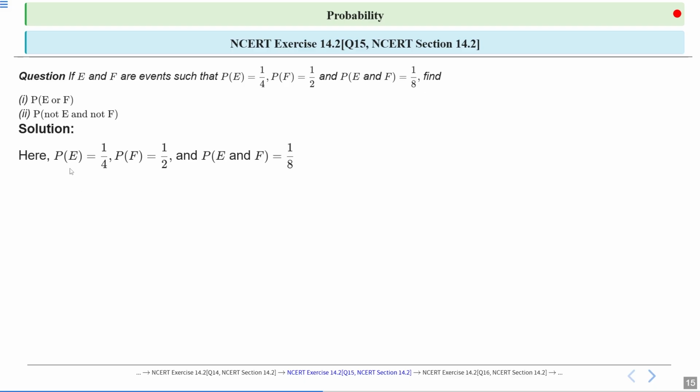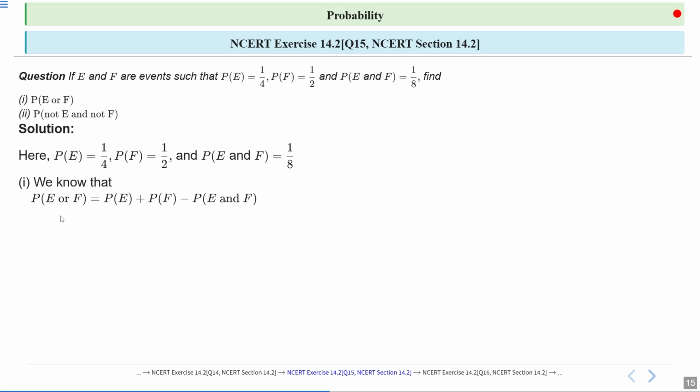So here we have given probability of E is 1 by 4 and probability of F is 1 by 2 and probability of E and F is 1 by 8. Okay. So which formula can you use to find probability of E or F? So we know that probability of E or F is equal to probability of E plus probability of F minus probability of E and F.